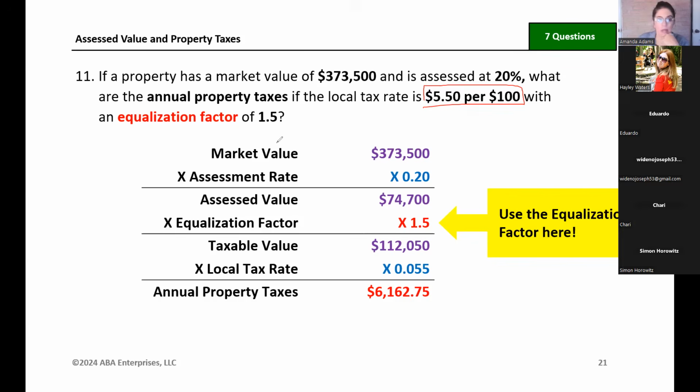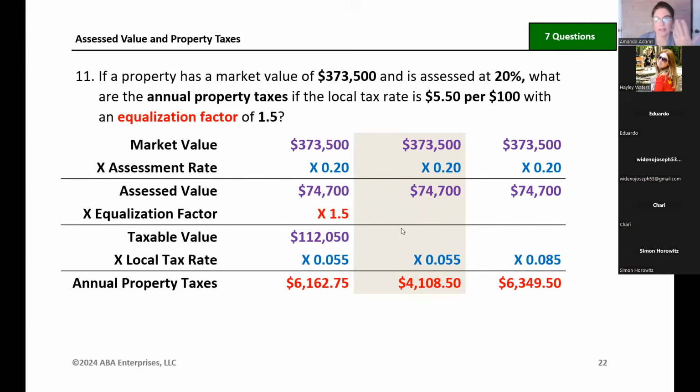Okay, now, nobody has asked me what an equalization factor is yet. I'm kind of surprised. You guys always ask me that. So what an equalization factor is, it is a factor, it's a number that the state will apply to equalize, to force the different municipalities to generate the same amount of tax revenue.